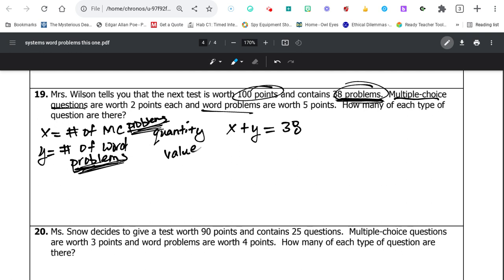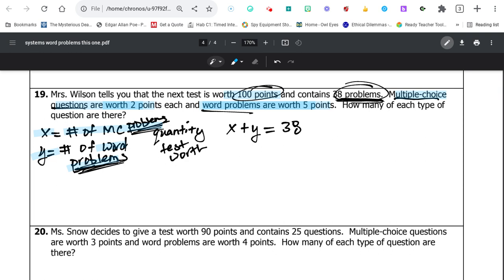Instead of price, it's the test value, the total value. So my value comes from these multiple choice questions, which are worth 2 points. That's your coefficient for the X because there's multiple choice. And then the word problems are worth 5. So 5 is your coefficient for the Y because that's word problems. And so the value of the multiple choice plus the value of the word problems equal a total value of 100. Or instead of test value, you could go with test worth.